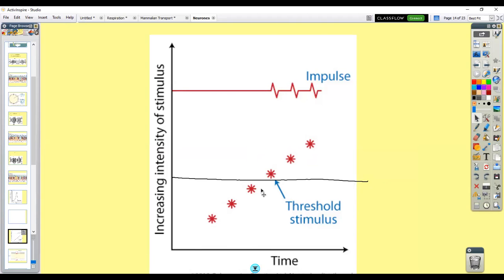It's a bit like if you're sitting outside and you can see a fly landing on your hand, you can't actually feel it because the stimulus or the mass of the fly doesn't reach that threshold value, so you don't get that impulse being sent.